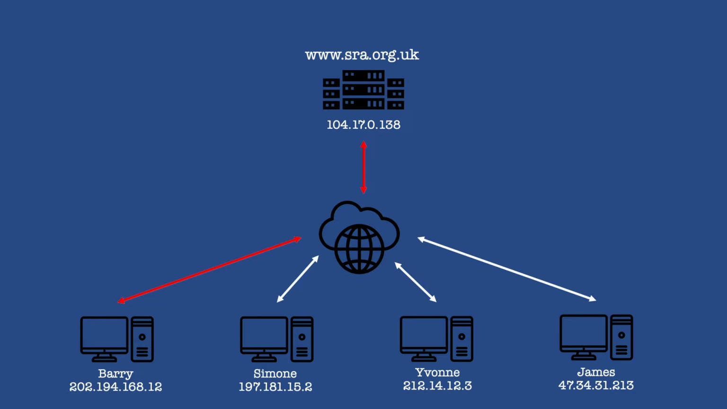Now, if Yvonne, who also wanted to request the SRA website at the same time, decided to, the SRA's web servers would know which request was which simply by looking at the IP address of the requesting computer, whether hers or Barry's, and it would return the requested information to the correct IP address.